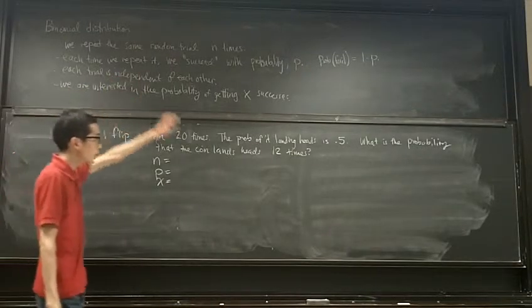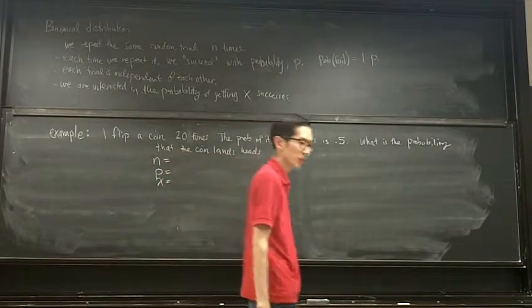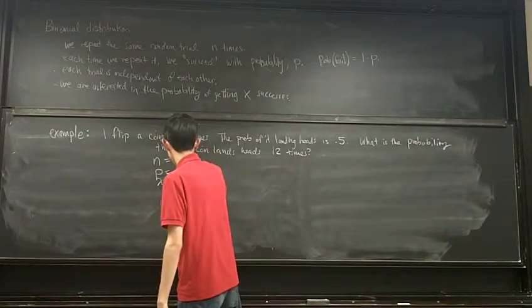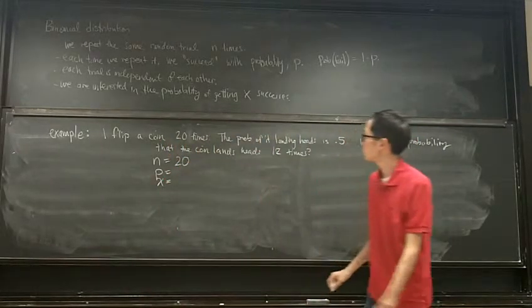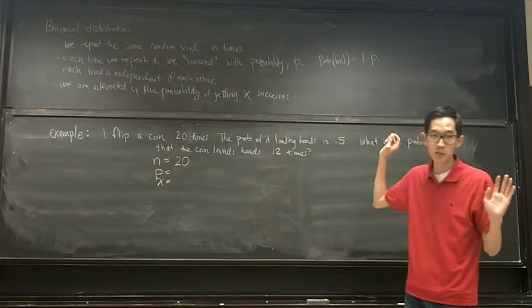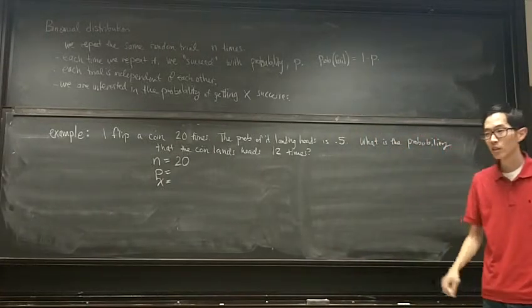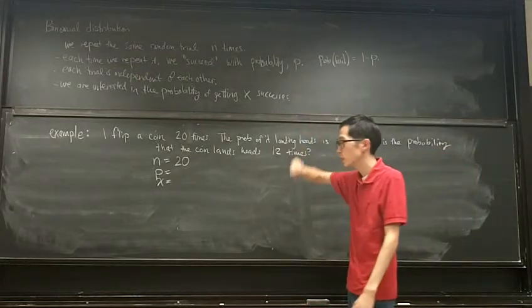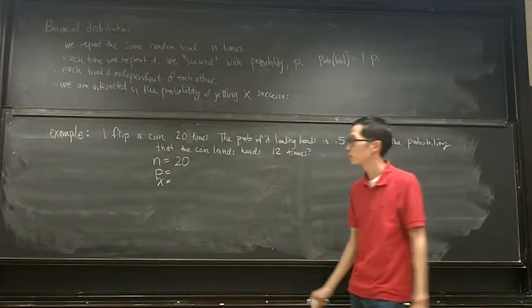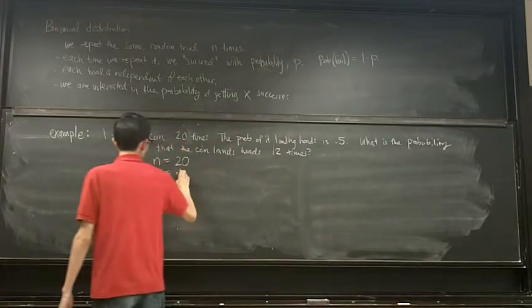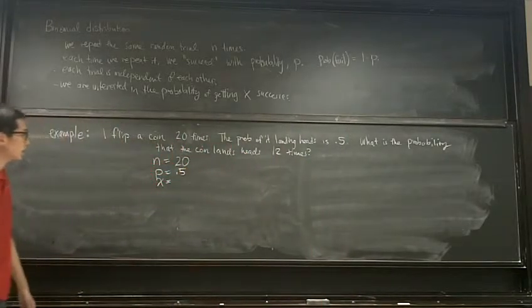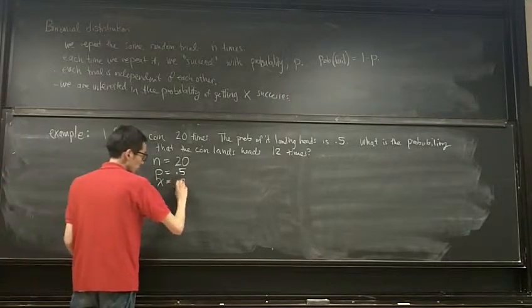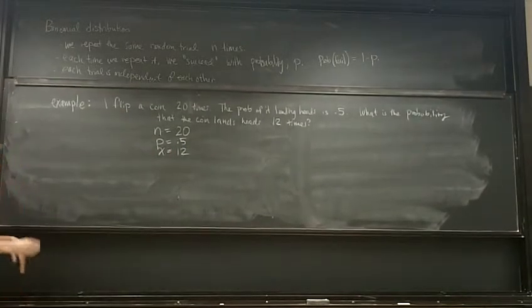We repeat the same trial n times. What is my n in this case? 20. I'm flipping a coin 20 times. N is 20. Each time we repeat it, we succeed, whatever succeed may be. Landing heads, landing tails, the ball going through the hoop, whatever, with probability p. What is my p in this case? 0.5. Okay. And we are interested in getting x successes. What is my x? 12. My n, p, and x is 12. Good. All right.